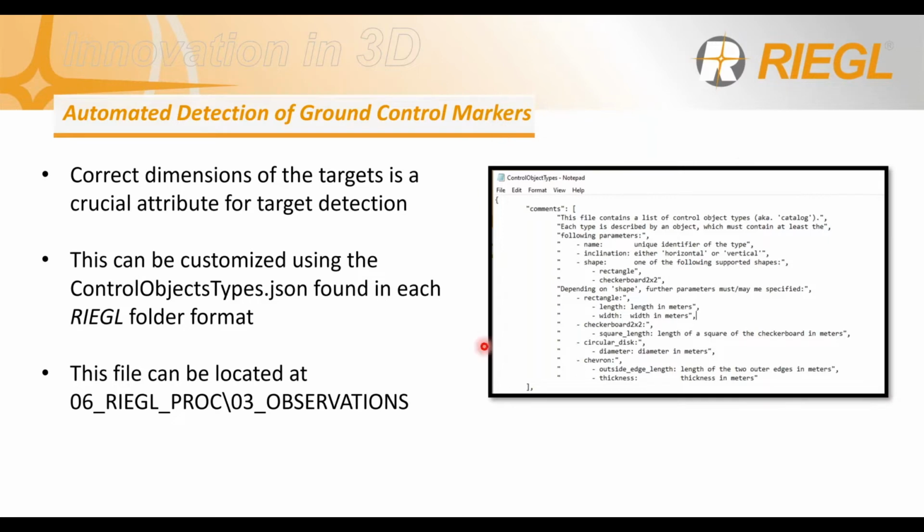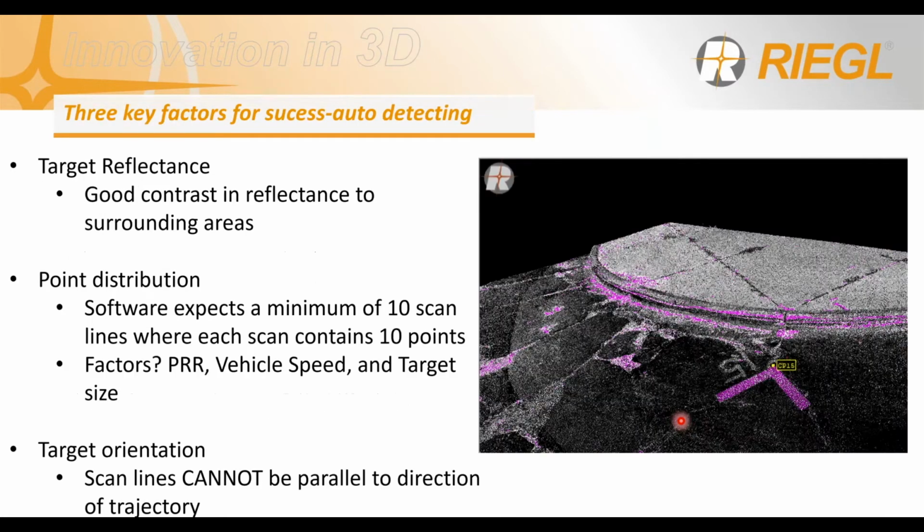So that's something to keep in mind whenever you go to actually use the auto tie wizard in RiProcess, that you need to make sure this document's up to date. And if you do open that notepad, you'll notice there are instructions that go through what the actual measurements in this document mean. It's very easy to quickly change and re-import that into your RiProcess.